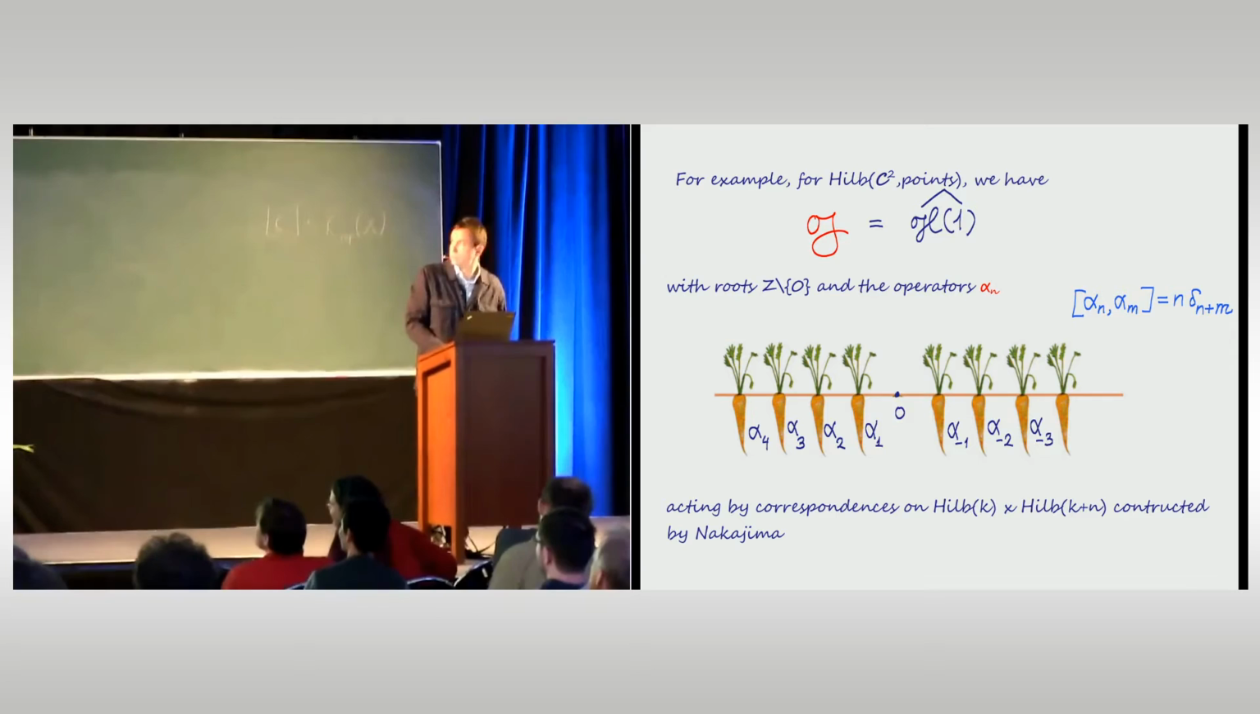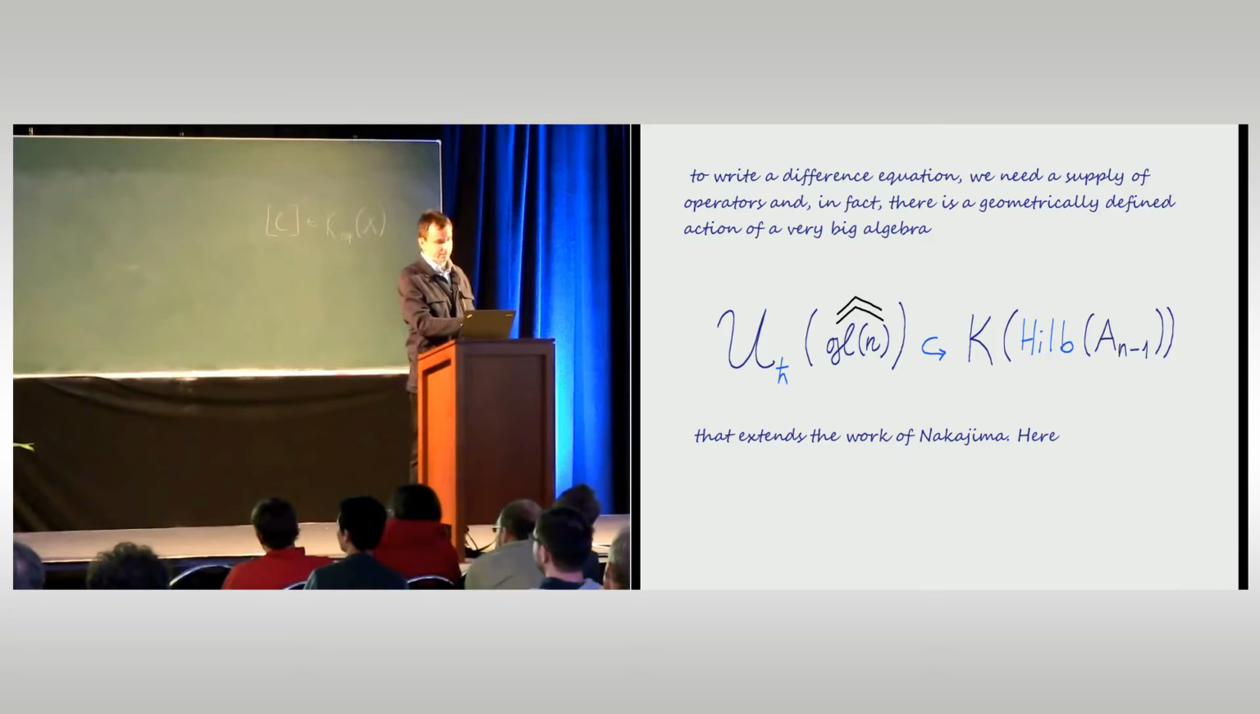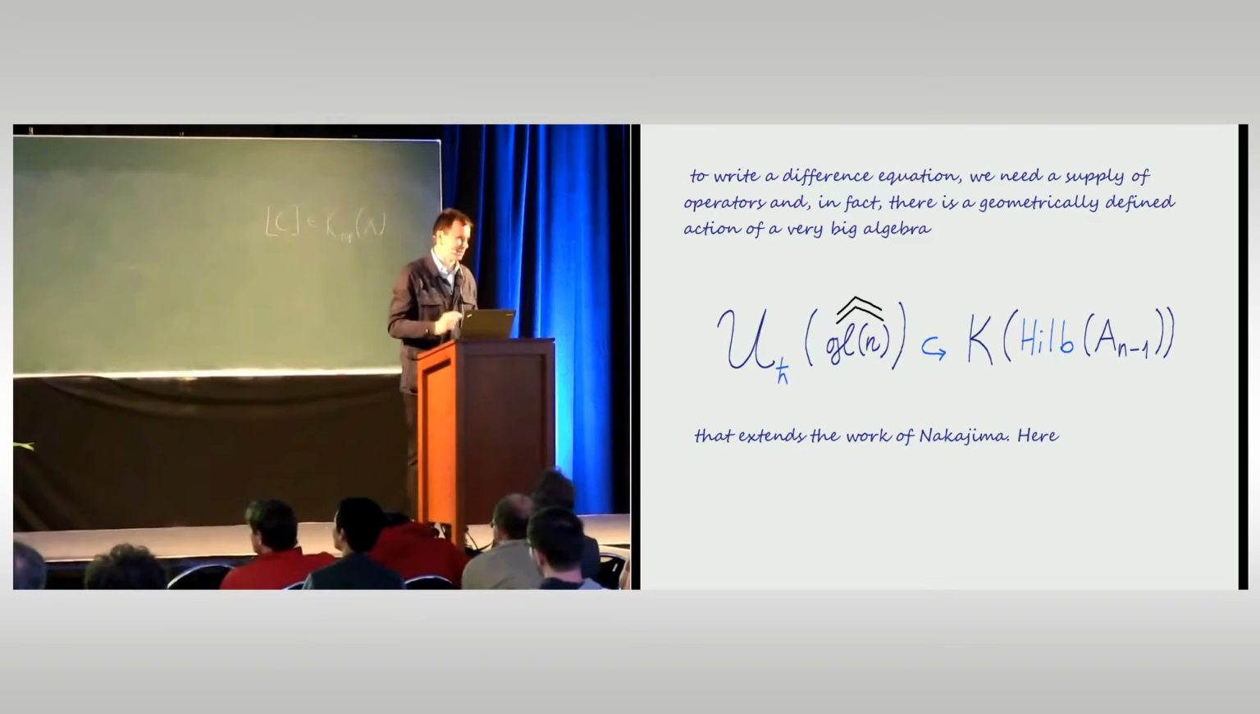Let's do the Hilbert scheme of points in just C2. So remember, if I take this quantum group, this somehow deformed double loops into gl_n, it acts on the K theory of the Hilbert scheme of an A_{n-1} surface. I want the n equals one case of this, which means deformed loops in just gl_1, which means just the abelian algebra of Laurent polynomials with respect to the commutator, and this will act on the K theory of the Hilbert scheme of points in the plane C2.